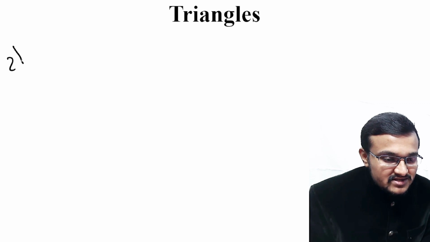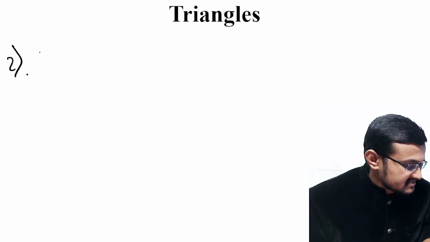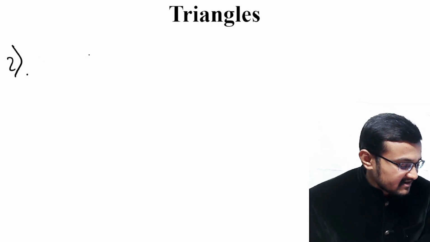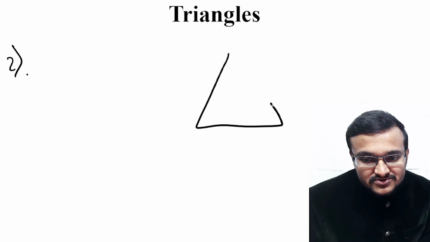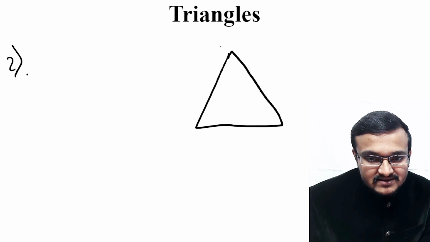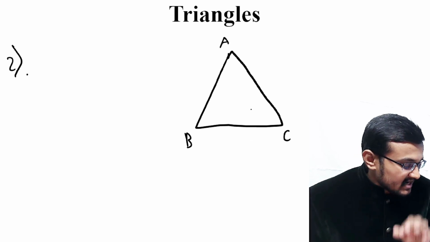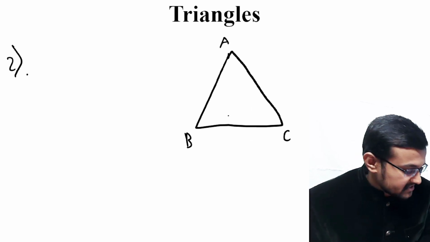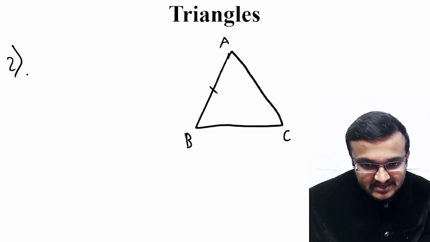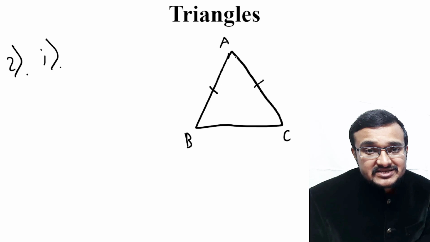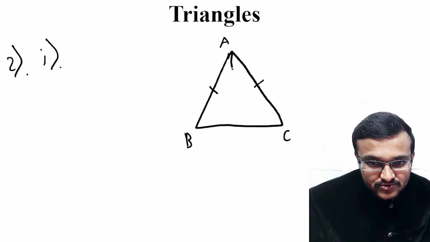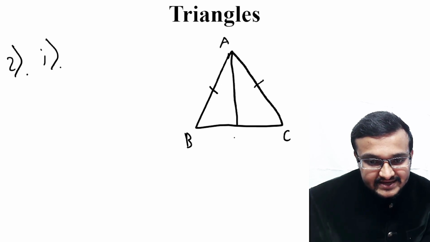Now we will look into the second question in this particular exercise. Here you have an isosceles triangle ABC. They have already mentioned in the question that triangle ABC is an isosceles triangle, in which AB is equal to AC. In this particular triangle ABC, there is one altitude, that is AD.